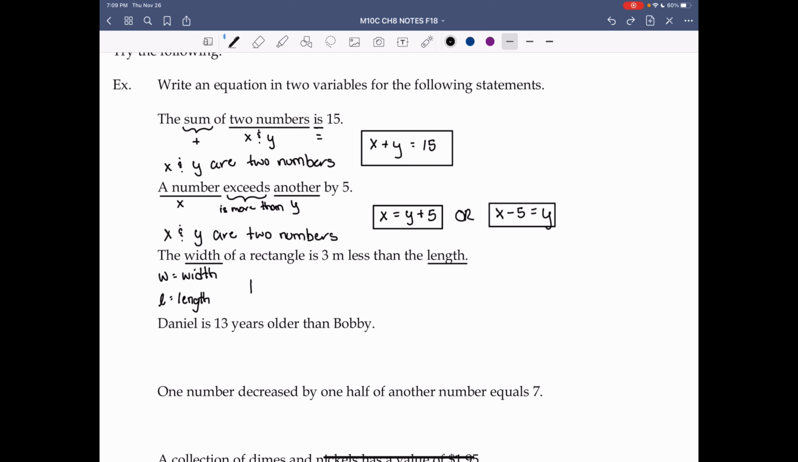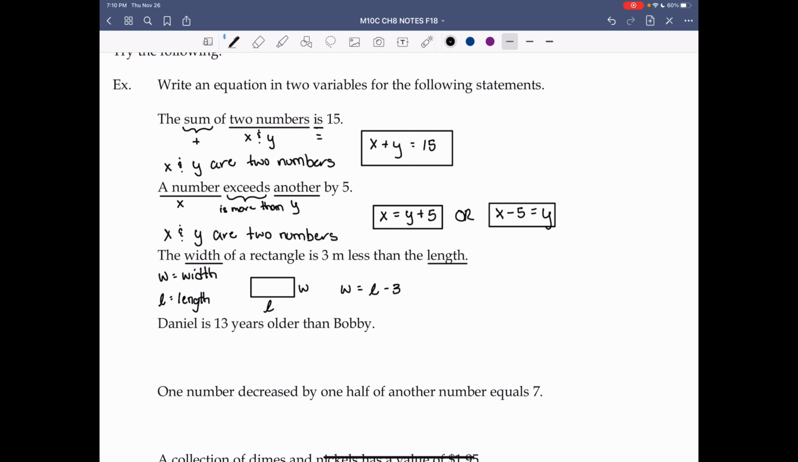I always like to draw a picture if I can, so I'll draw a rectangle. I have length and width. It says the width of the rectangle is 3 meters less than the length. So which one is bigger? The length would be bigger. So the width is 3 meters less than the length. We start with length and take away 3 to get the width. W equals L minus 3.